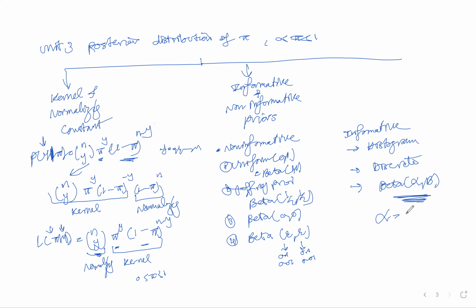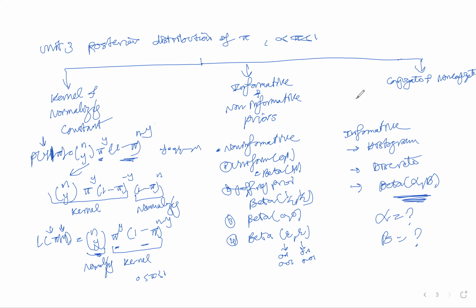How do I select alpha? How do I select beta? There are many strategies to select alpha and beta. I will show you this in a few minutes, but first I will go over one more type of prior distribution: conjugate and non-conjugate priors. How do I know whether the prior is conjugate or not?